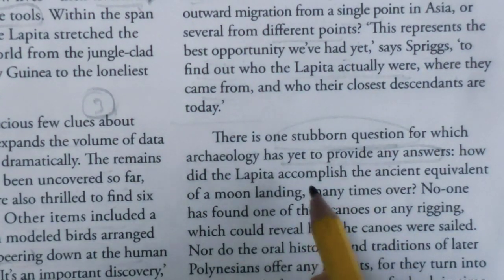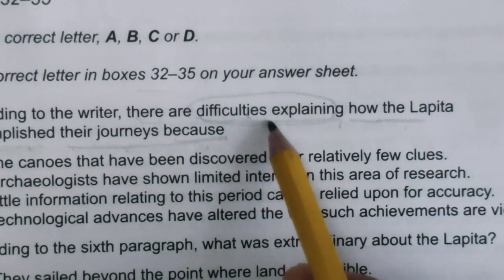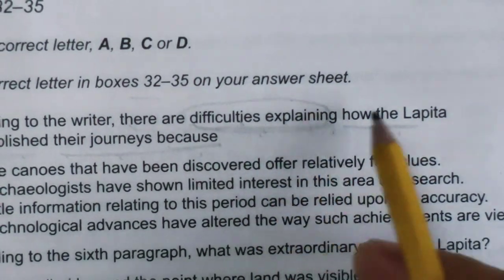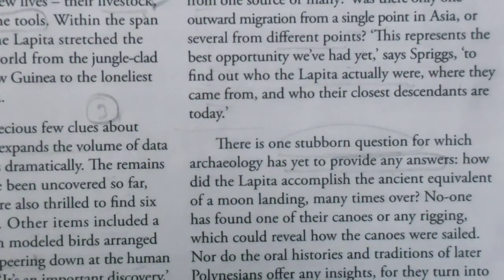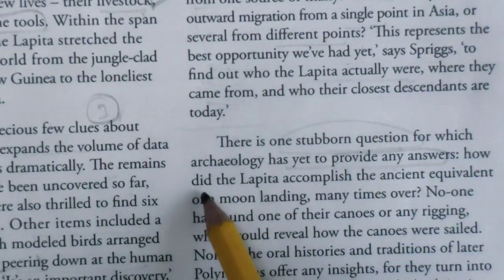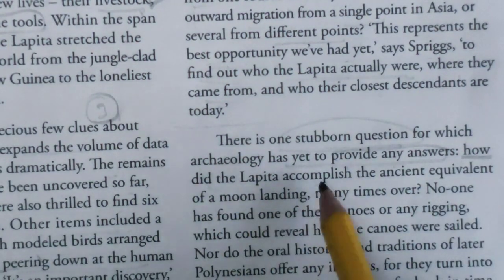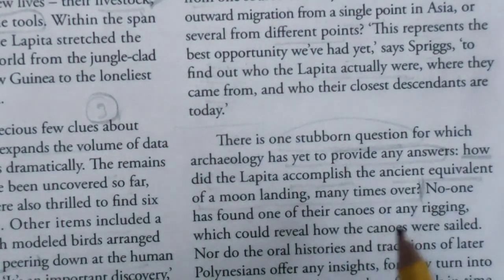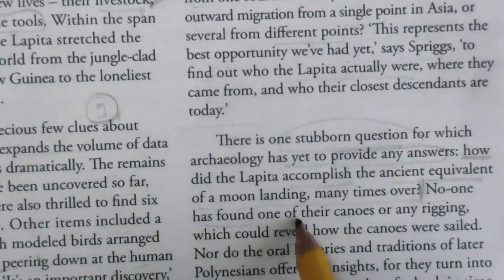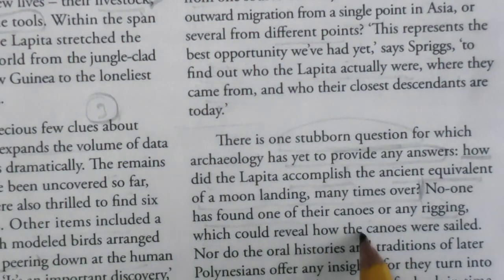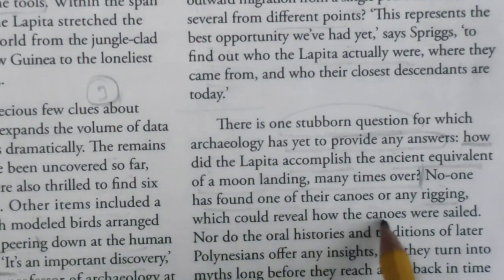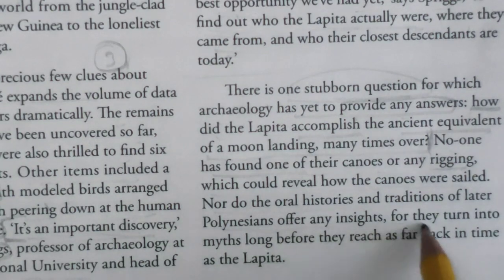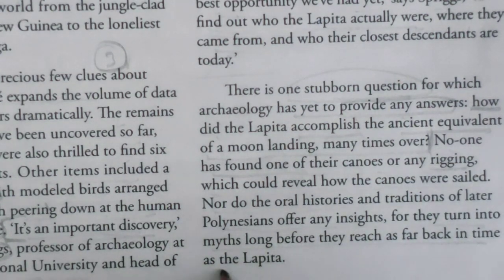They have yet to. So here there are difficulties explaining. So still they are having difficulties, still they are yet to explain the answer of this question. How did the Lapita accomplish the ancient equivalent of a moon landing? No one has found one of their canoes or any rigging which could reveal how the canoes were sailed, nor did the oral historical tradition of later Polynesians offer an insight, for they turn into myths long before they reach as far back in time as Lapita.